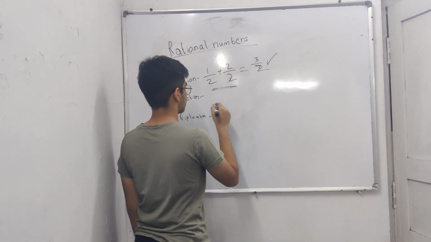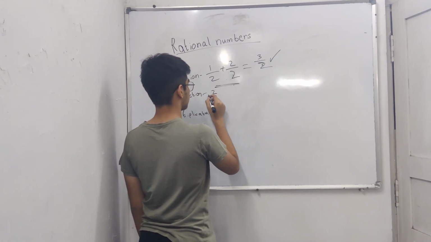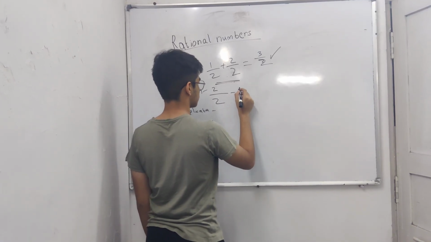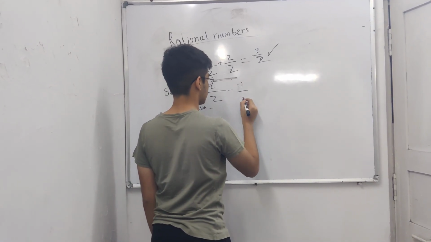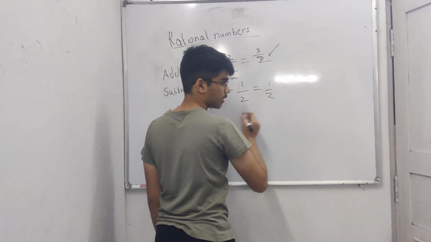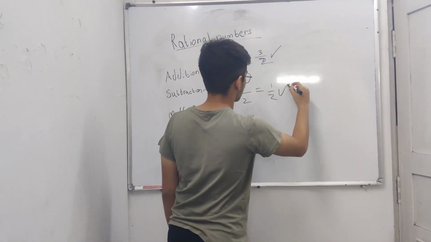Now let's look at the same thing but with subtraction. So 2 by 2 minus 1 by 2. The obvious answer is just going to be 1 by 2. So this also checks out.